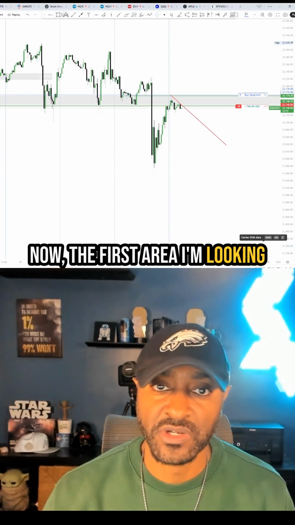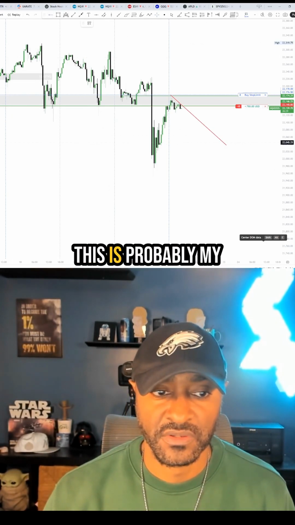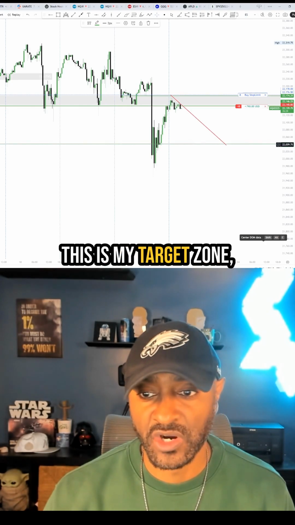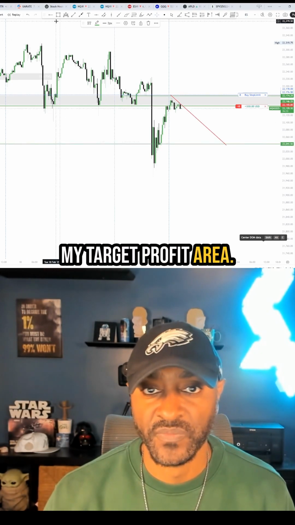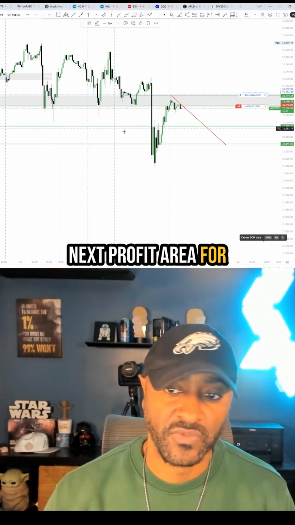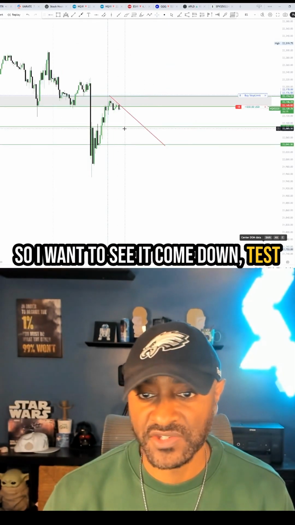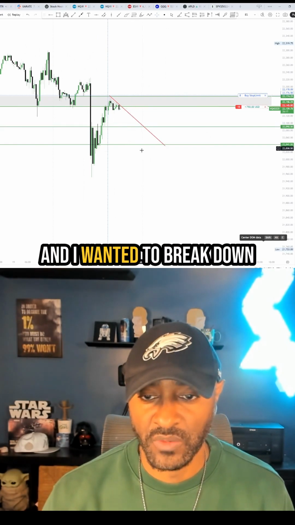Now, the first area I'm looking for is this key level right here. This is probably my second key level. This is my target zone, my target profit area. Next profit area for that is right here. So I want to see it come down, test this level, maybe bounce around, and then break down.